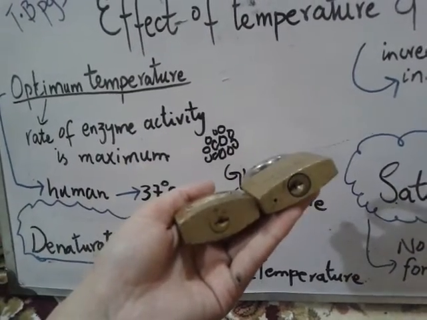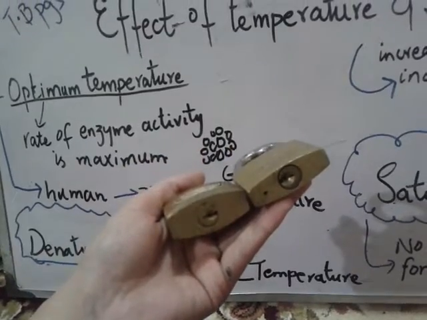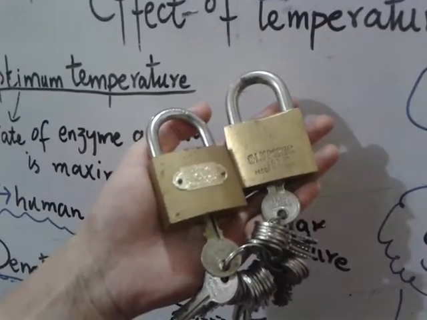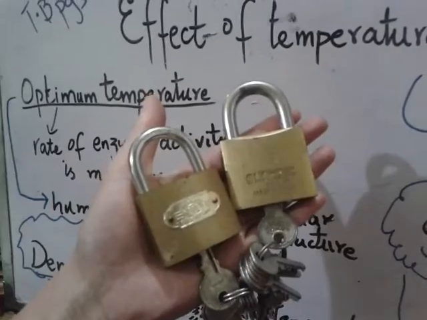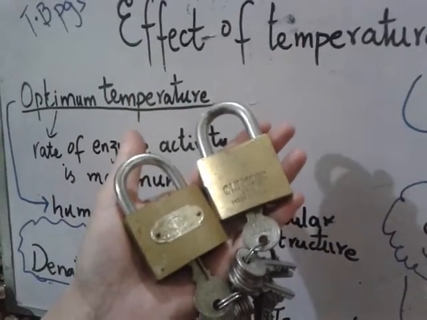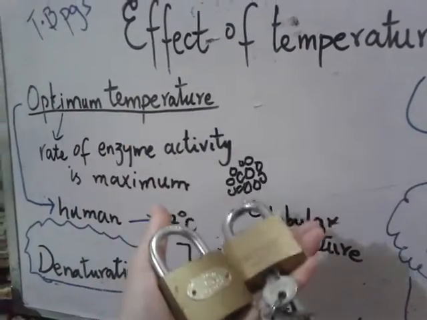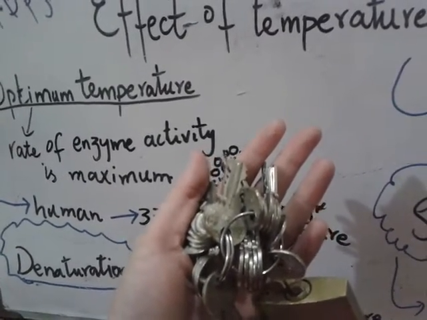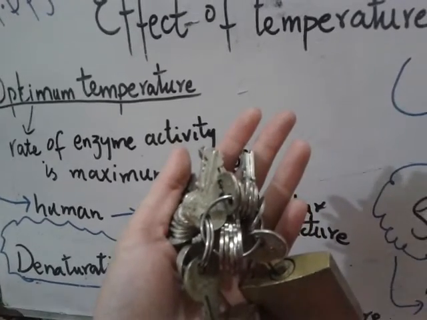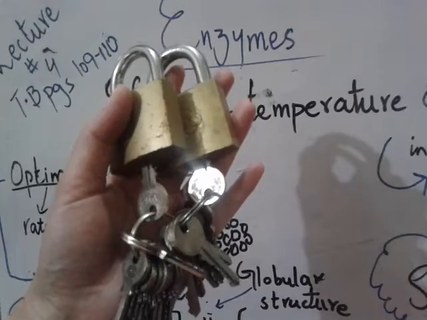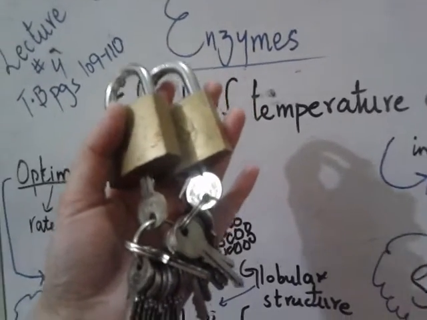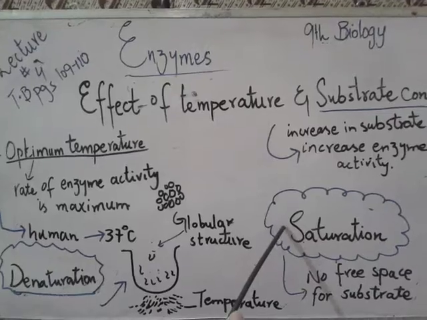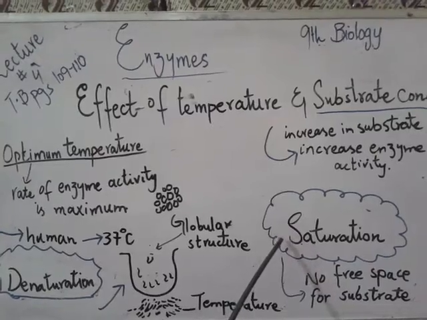only two active sites will be occupied, like this, and only two active sites are occupied. There is no free active site for substrates. So at high substrate concentration, any more substrate molecules do not find any free site, and this is called saturation, and the reaction rate does not increase. So that was all about saturation.